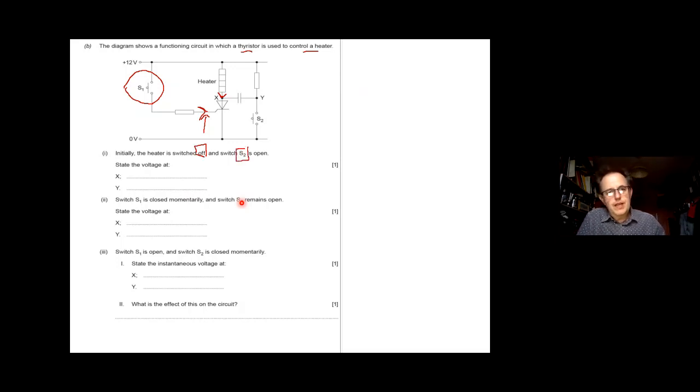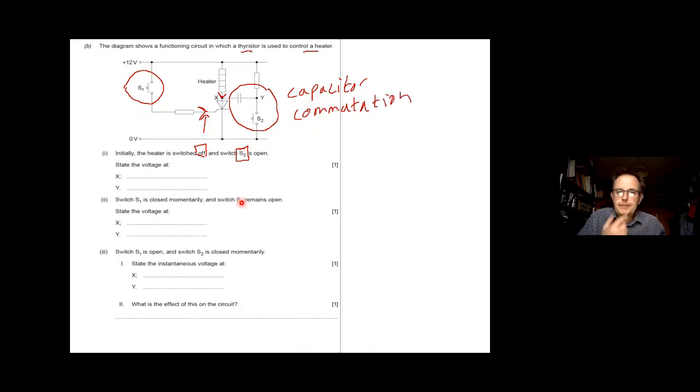Now, if the heater is off at the start, S2 is open. Let's look at the voltages. Right, that bit there is our capacitor commutation. Now that's going to be used in a minute to turn basically the thyristor off. It works really, really clever.